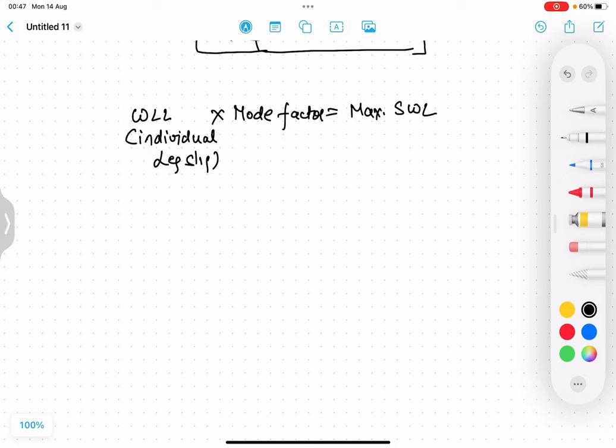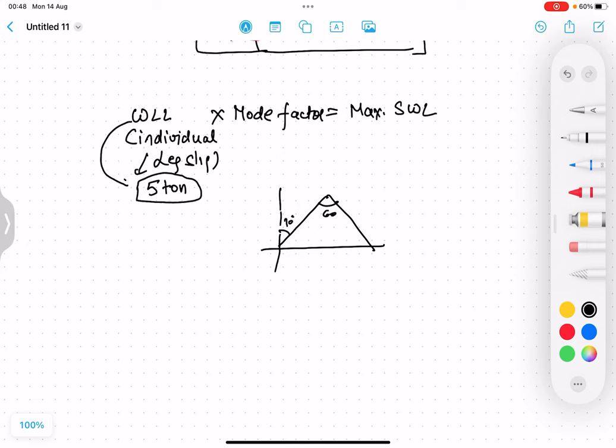How does it work? Suppose there is a sling having a capacity of 5 ton, and you are lifting something in which the included angle is, let us suppose, 60 degrees. This is the included angle, and half of it is 30 degrees. So this is 60 degrees, which is less than 90 degrees. The WLL of the sling is 5 ton. That is the individual sling.